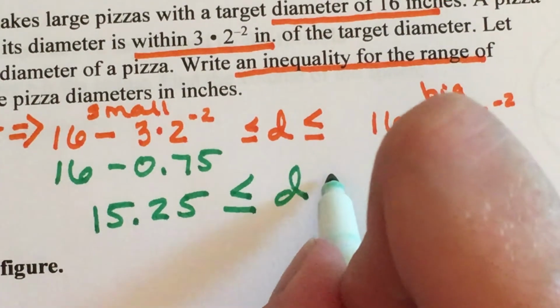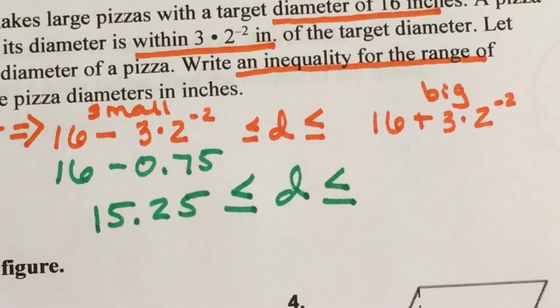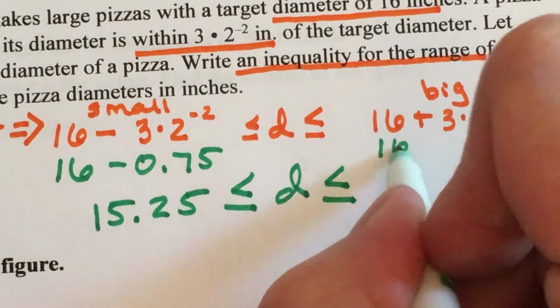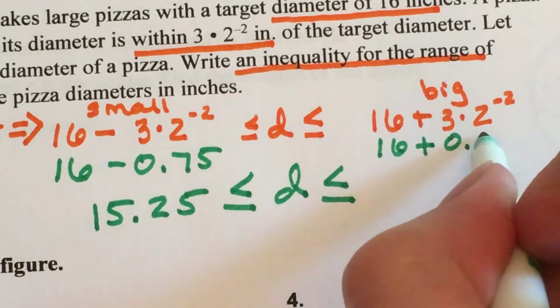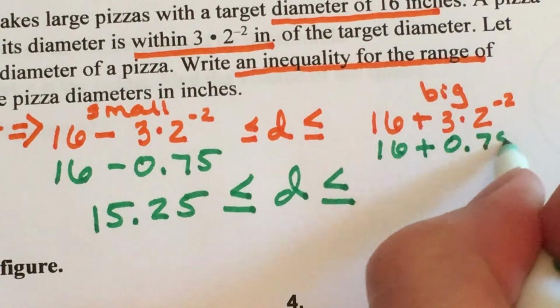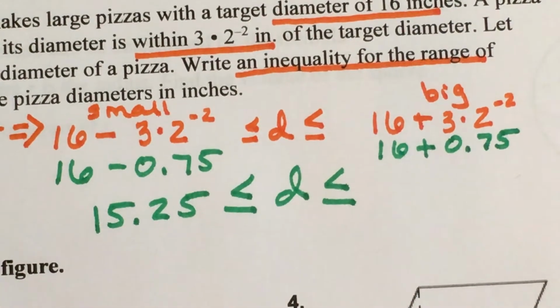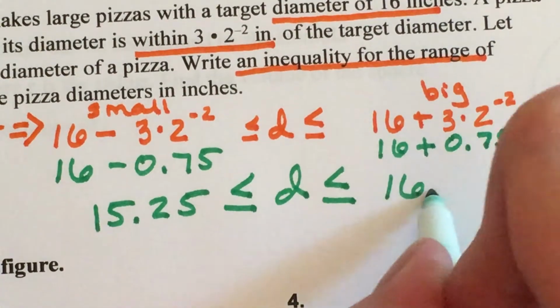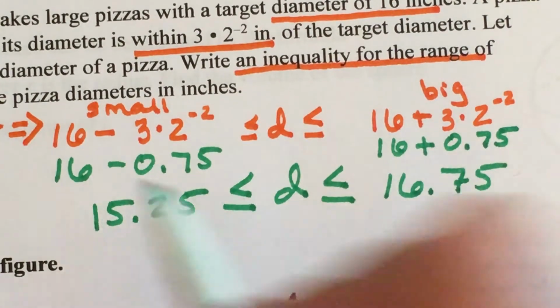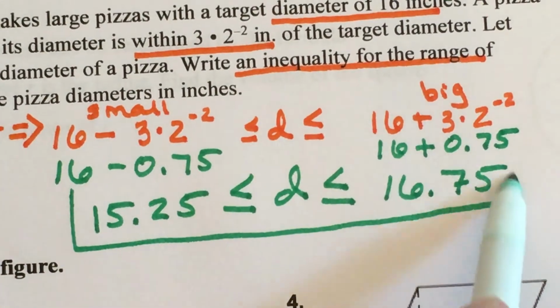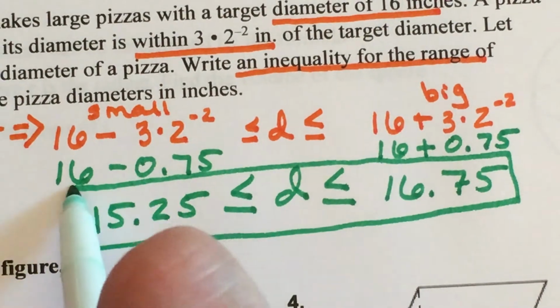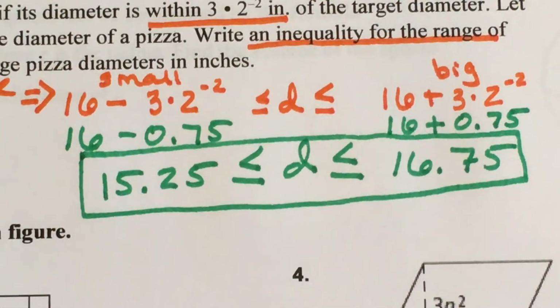We hope for 16. And the largest it can be is 16 plus 0.75, which is 16.75 inches. This is the acceptable range of the diameter of our pizza.